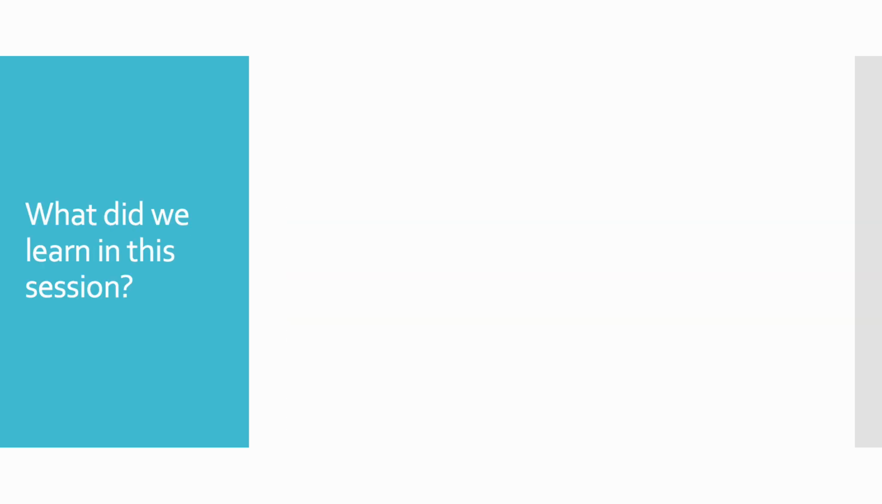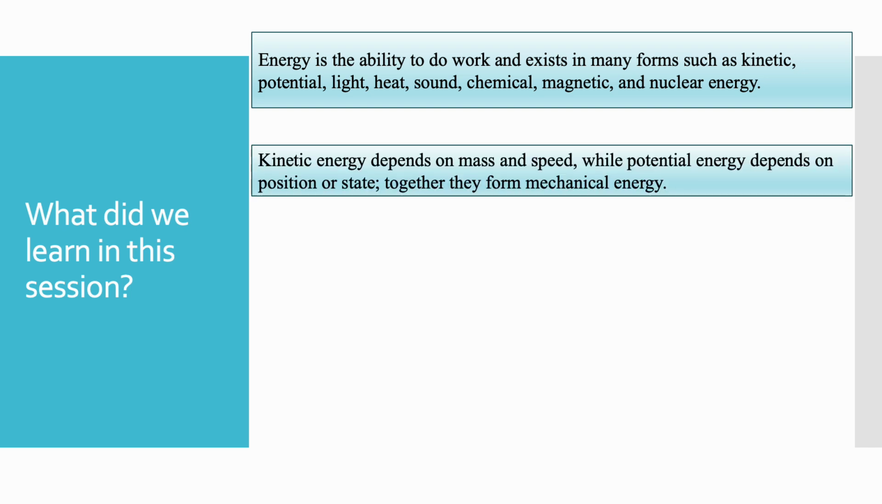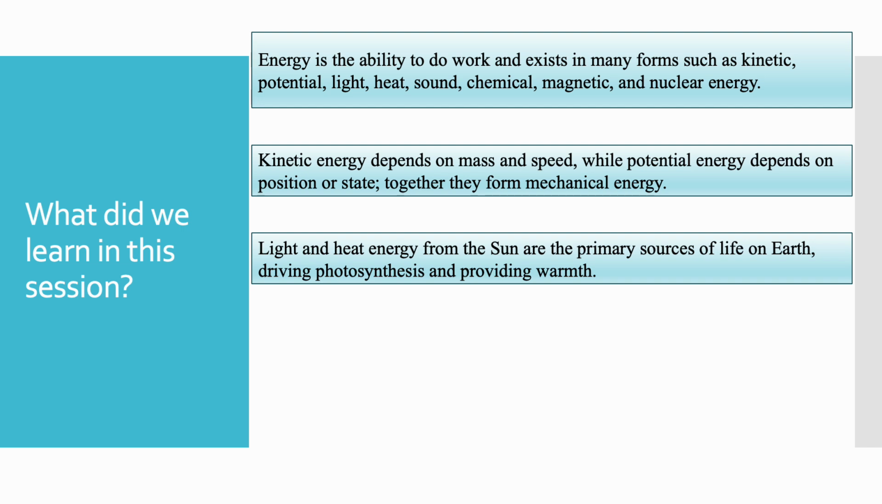What did we learn in this session? Energy is the ability to do work, and it exists in many forms such as kinetic, potential, light, heat, sound, chemical, magnetic, and nuclear energy. Kinetic energy depends on mass and speed, while potential energy depends on position or state. Together, they form mechanical energy.